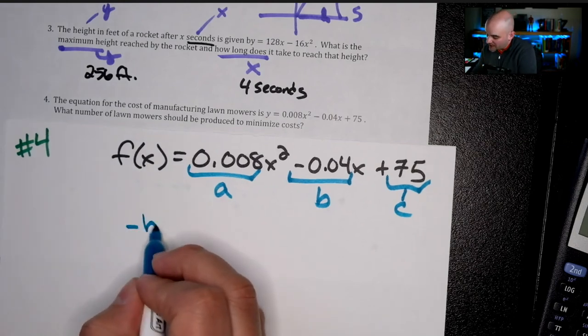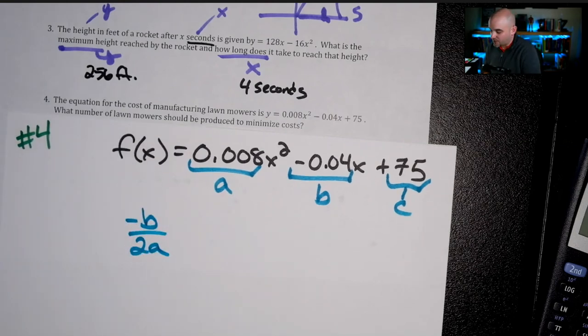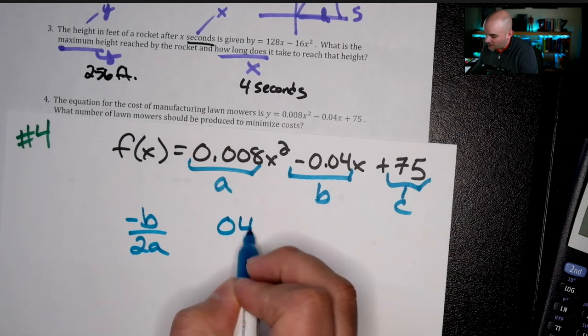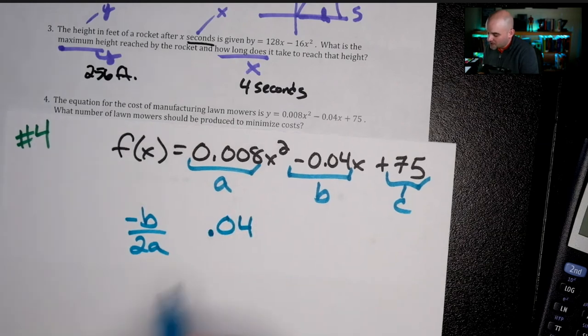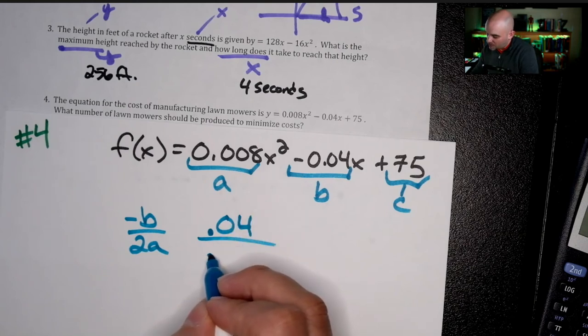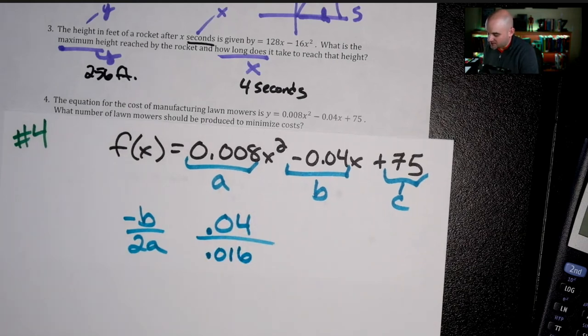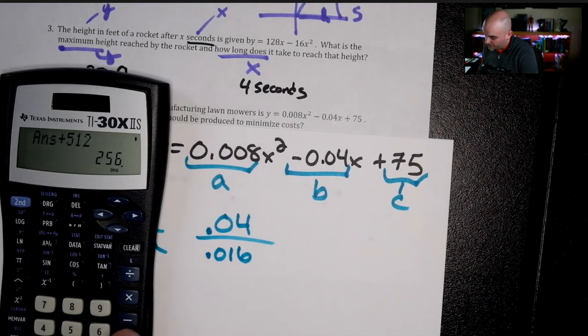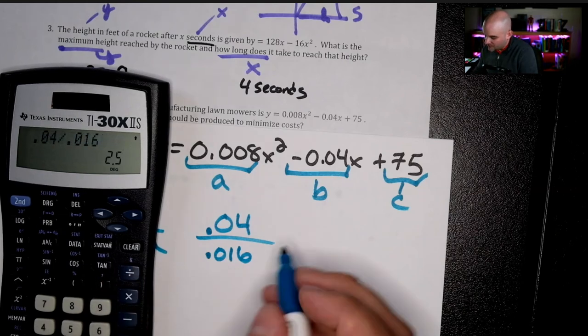We're going to use negative B over 2A to find the vertex. So our B value is negative 0.04. When I put that in, it's going to become positive 0.04. And 2 times this is going to give me 0.016. And if it's helpful, you can do it like this. You can say 0.04 divided by 0.016, and you get 2.5.